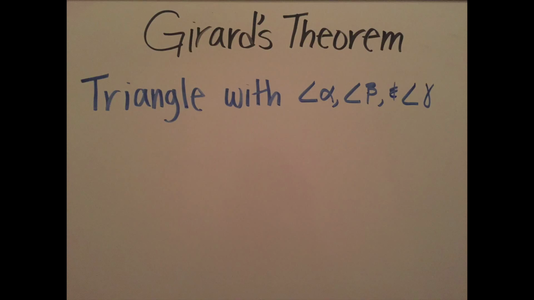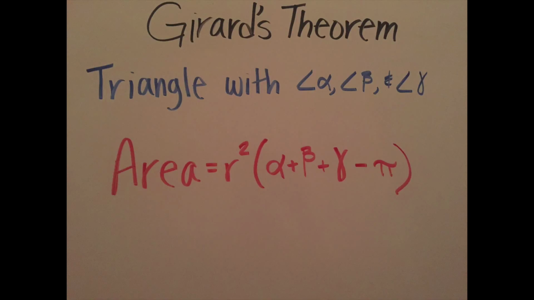Girard's theorem was found by Albert Girard. It is used to find the area of a triangle with angles alpha, beta, and gamma. Girard's theorem states the area of a triangle with angles alpha, beta, and gamma on a sphere with radius r can be found using the formula area equals r squared times alpha plus beta plus gamma minus pi.